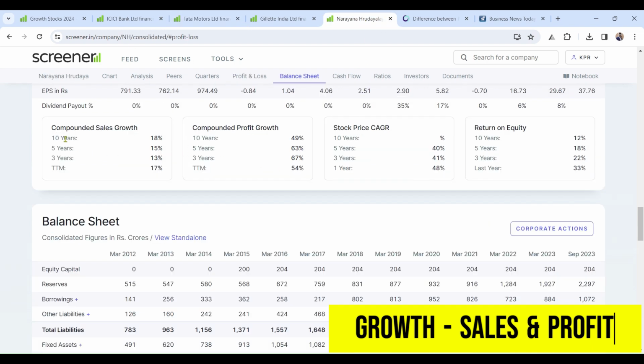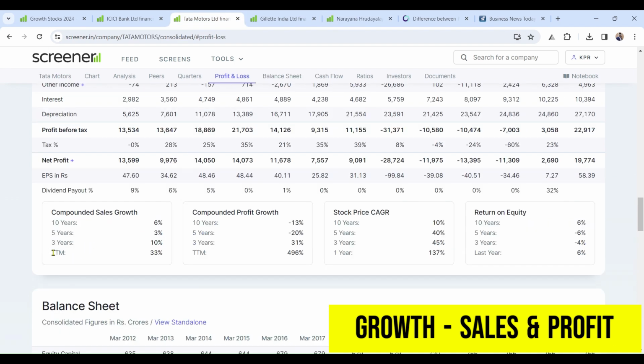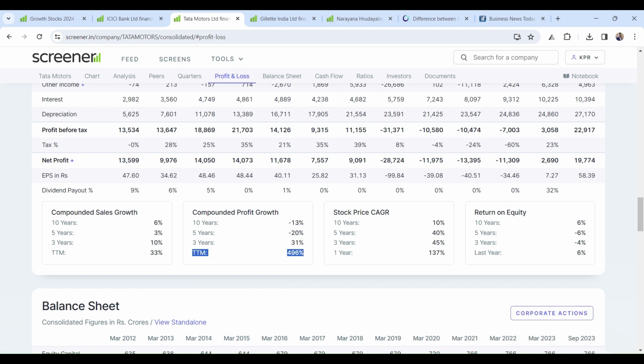You see Narayana Hrudayalaya, where the profit and growth has been consistent, which is one way of looking at a company before considering it. And if you look at Tata Motors, it's something which has recently started growing, and it's growing in a tremendous way, almost 500%. So this is also one way of looking at a company to consider and invest. To sum it up, the sales and profit growth factor is something we should all see first before entering a company.